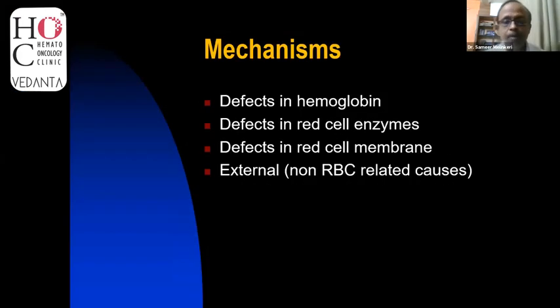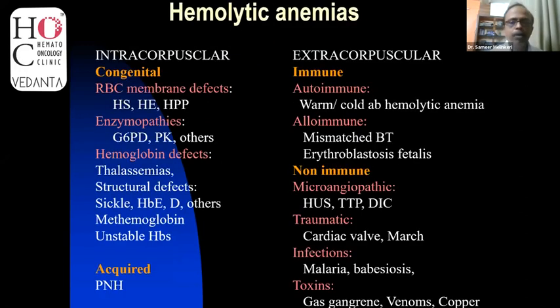So the mechanisms of hemolysis: you can have defects in hemoglobin, defects in the red cell enzymes, defects in the red cell membrane, and external factors which can rupture the red cell. So when you talk about causes of hemolysis, this sort of chart must flow through your mind. You must know. I often memorize this chart by heart so that it becomes easy whenever you think of hemolysis. Just go through all these causes.